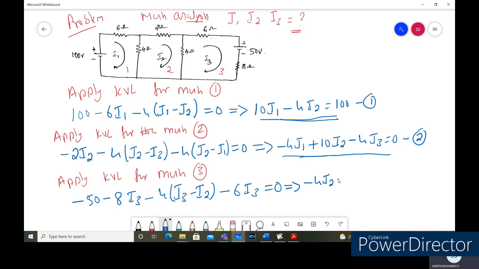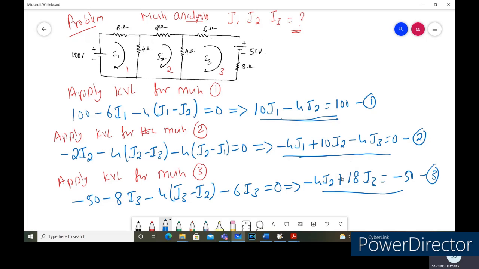We have the two resistances there, so 6 plus 4 plus 8. So it is 18 I3, and this is equal to minus 50 volts. Call this equation number 3. So we got equation 1, equation 2, as well as equation 3 here.